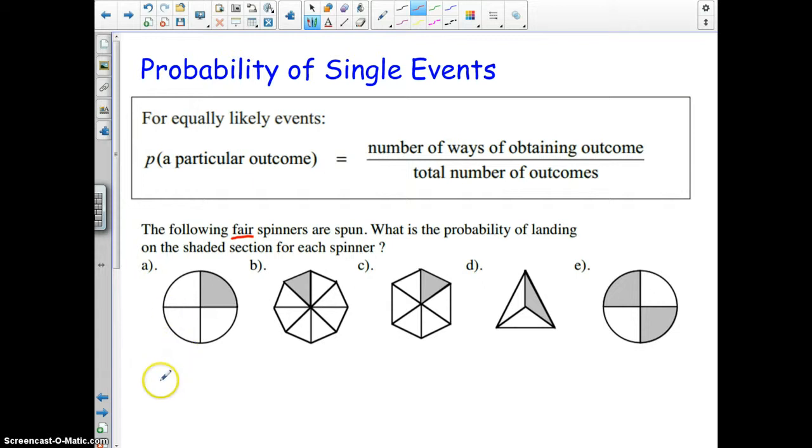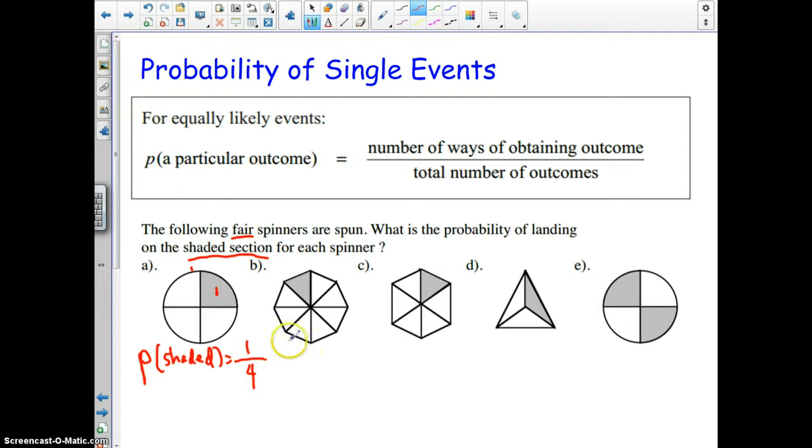Alright, so let's look at this problem. We're focusing here on the shaded sections. So let's look at the probability of shaded section. I'm just going to put probability of shaded here. And in this one, number of ways obtaining an outcome, how many sections here are shaded? Then we count it as just one. This is the only one that's shaded, so that's 1 out of the total number of outcomes. So you count all the outcomes, 1, 2, 3, 4, and that is the probability that is shaded over here. And then it's already done.